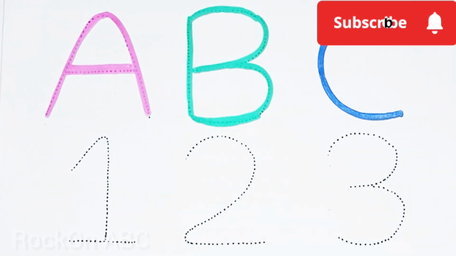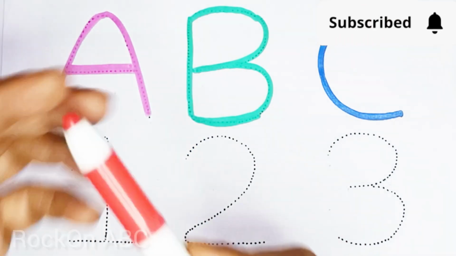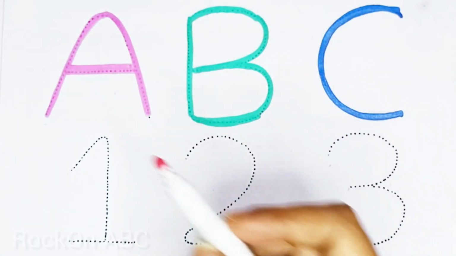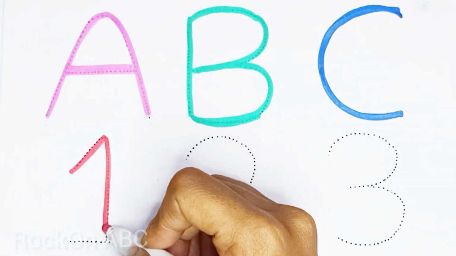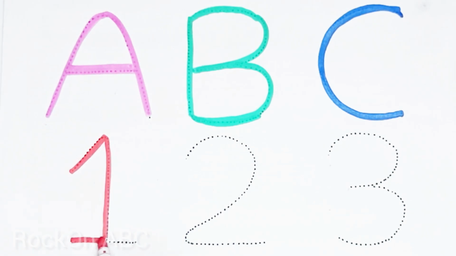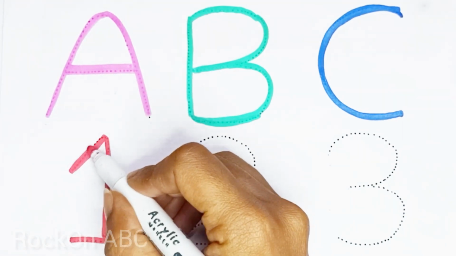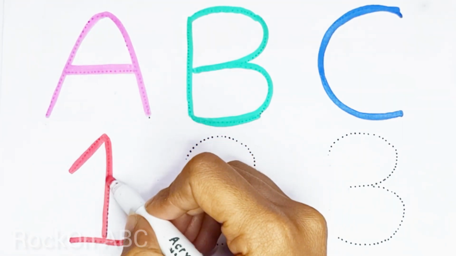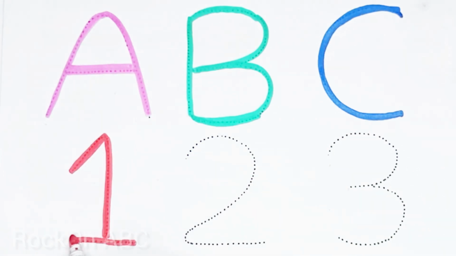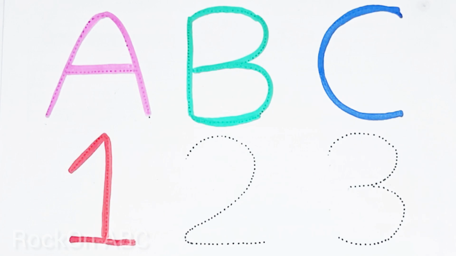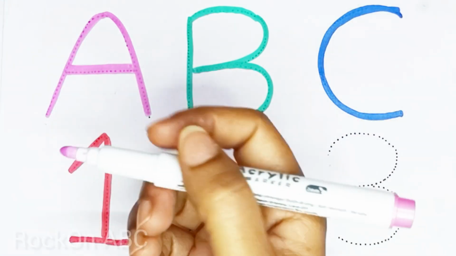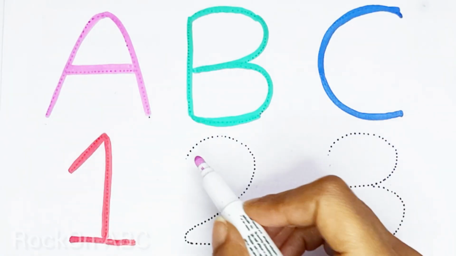Now let's move to 1, 2, 3. This is red color. Red color 1. Red color. Now pink color. Light pink color 2.